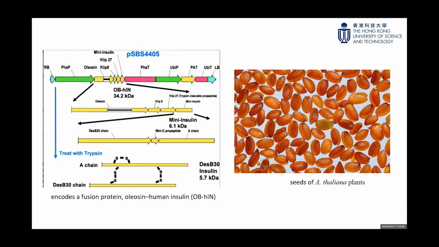Recombinant insulin was derived from the oleosin fusion partner and cleaved with trypsin following oil body purification to yield biologically active insulin.